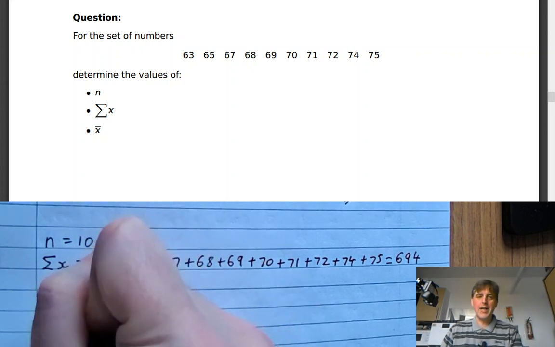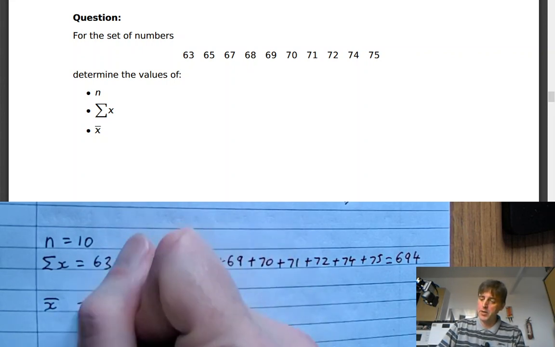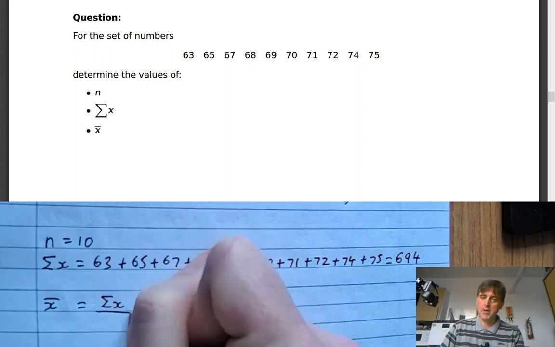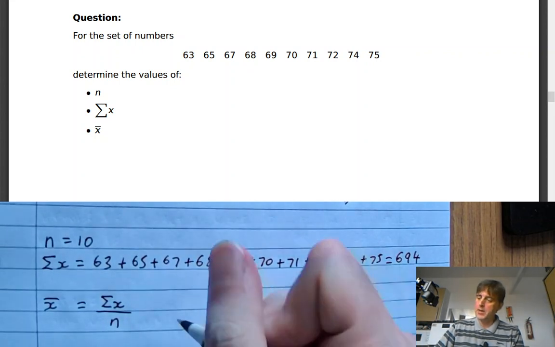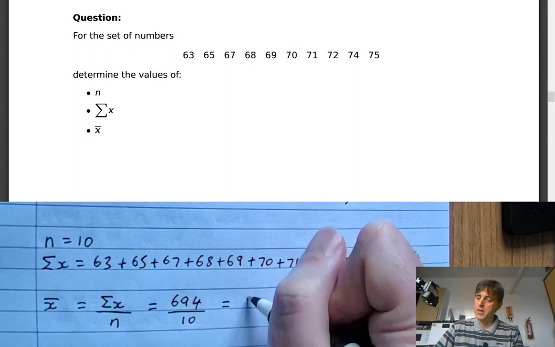And then finally, x bar. That just means the mean of the set of data. That's given by the sum of them all divided by how many there are. So in this particular case, 694 divided by 10 gives us 69.4.